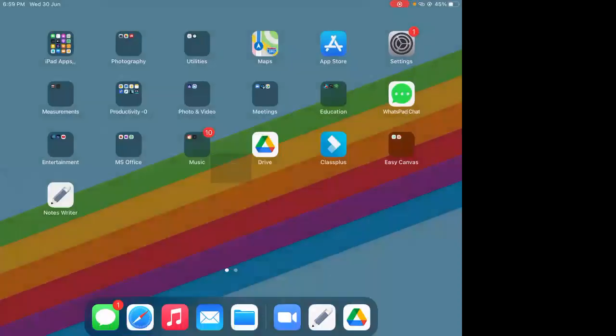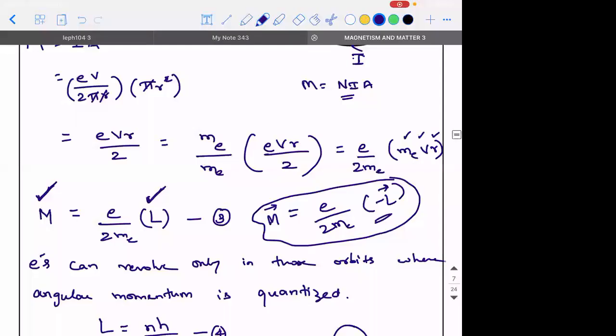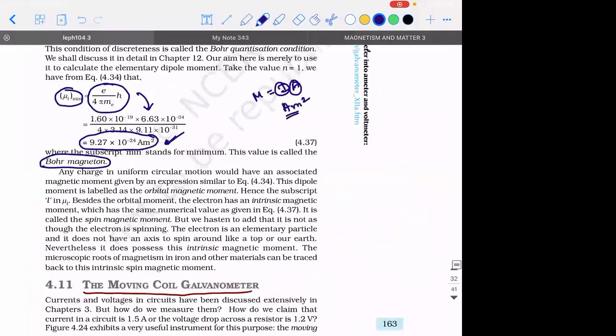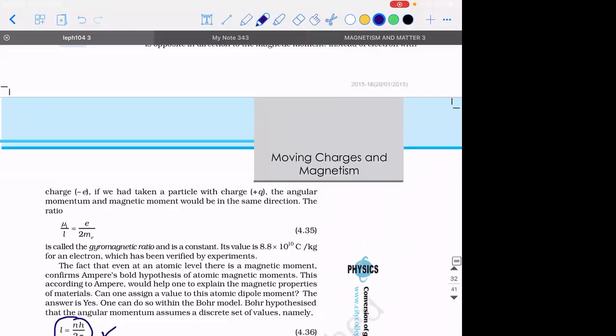So if I give a vector notation, now I hope you will be able to see. For the same expression, if I convert it into vector form, then m vector will be equal to e divided by 2m into minus L vector. It means the magnetic dipole moment and the angular momentum of the electron are always in opposite directions. Please make an important note, because they have given it here. This can be a 1 mark question if I have to talk from an exam perspective.